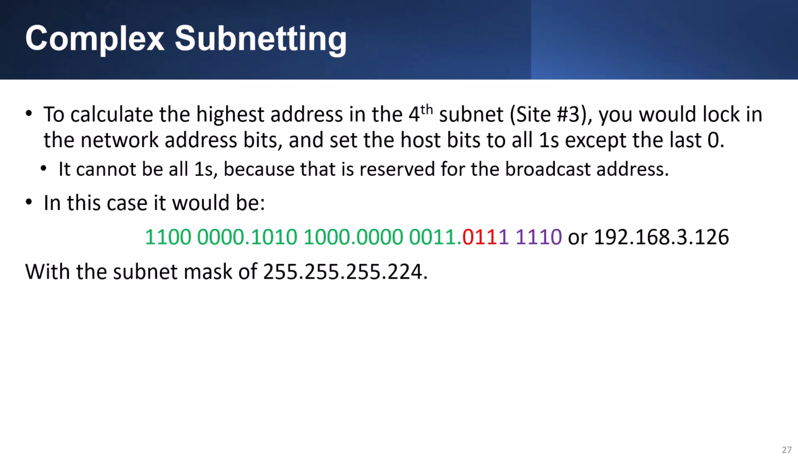To calculate the highest address in the 4th subnet, you lock in the network address bits and set the host bits to all ones except for the last 0. It cannot be all ones because it's reserved for the broadcast address. In this case, it would be what is shown on the screen, or 192.168.3.126, with the subnet mask of 255.255.255.224.